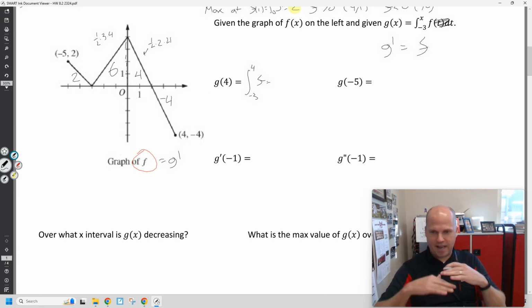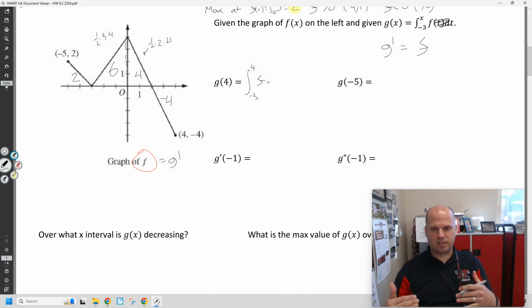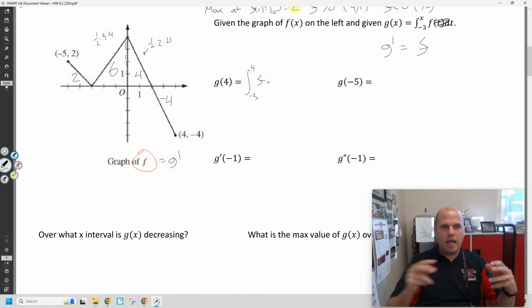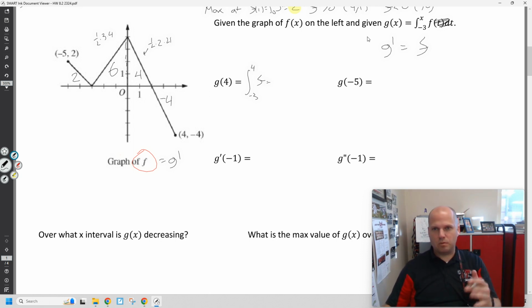Again, above the x-axis, I'm saying is positive. Below the x-axis is negative. I'm thinking about an accumulation from left to right. And then if I go backwards with my accumulations, I know I have to subtract. So it's like the opposite. So good. So -3 to 4, I have 6 because these 4's cancel.